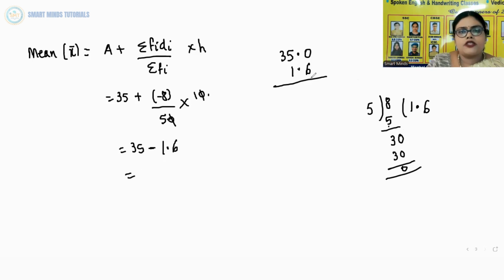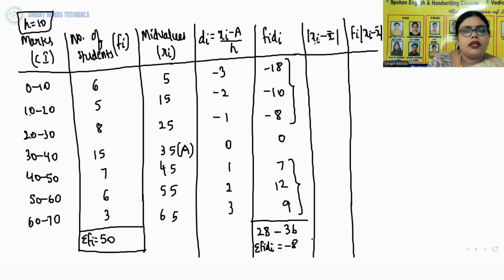0 minus 6 is not possible, so we borrow. 0 becomes 10, 5 becomes 4. So 10 minus 6 is 4. Then 34 minus 1 is 33. So you got 33.4. This is the mean. Mean is 33.4. Coming back to the question, now from each xi you have to subtract mean.